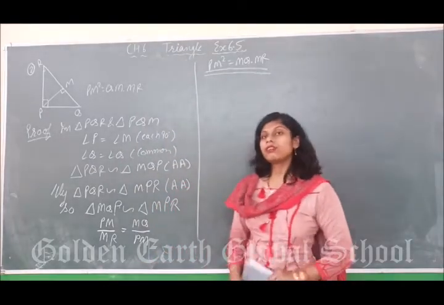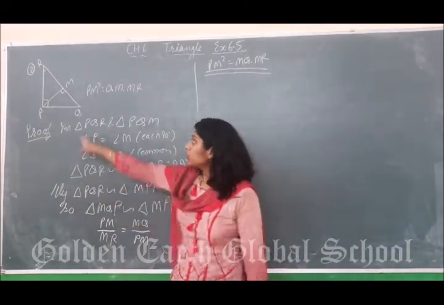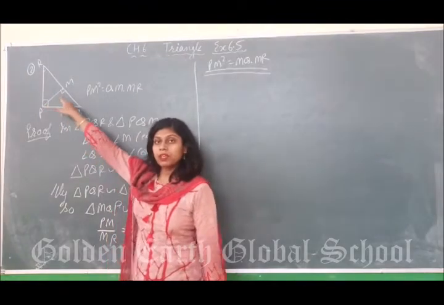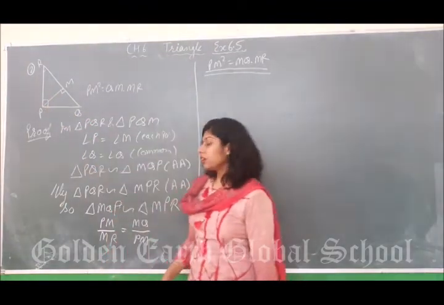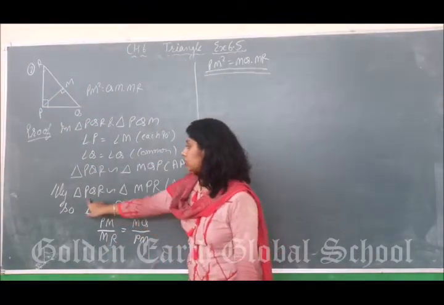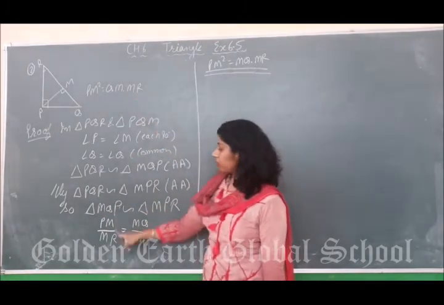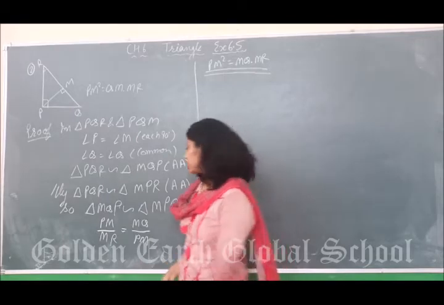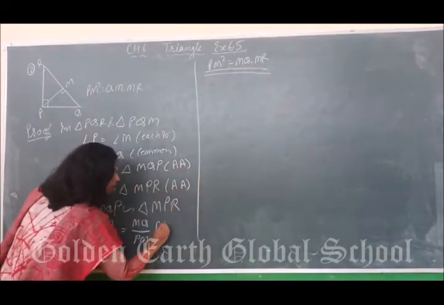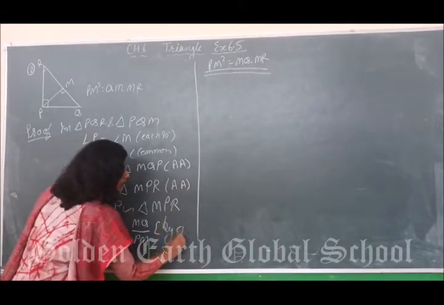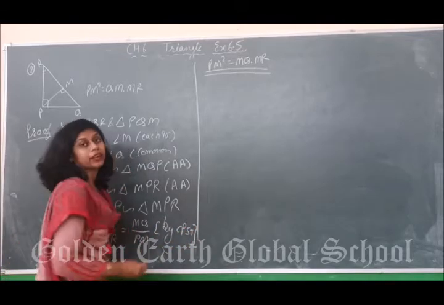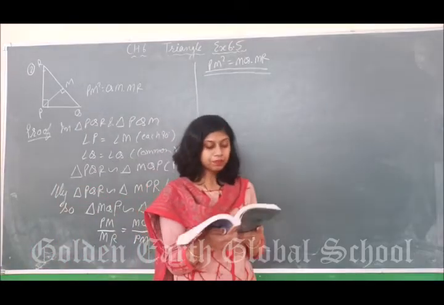Clear? First of all, you have to prove the largest triangle is similar to the smaller triangles. Then we can conclude these smaller triangles are also similar. Then according to our proof, we will consider the ratio. This ratio is by CTST because triangles are similar.